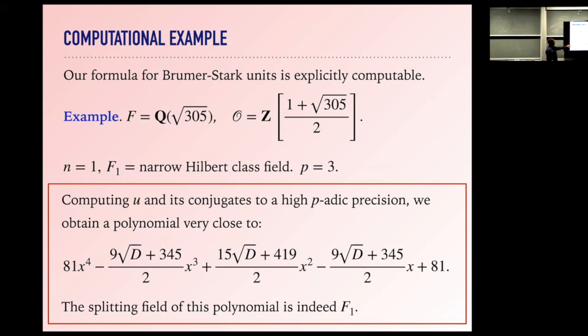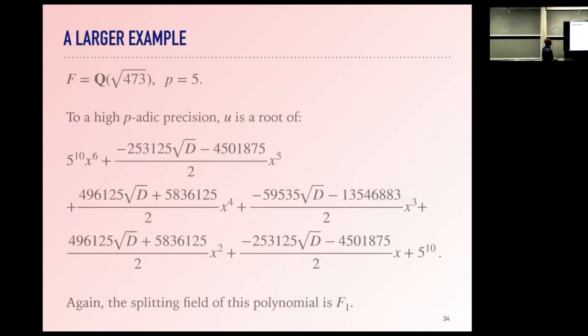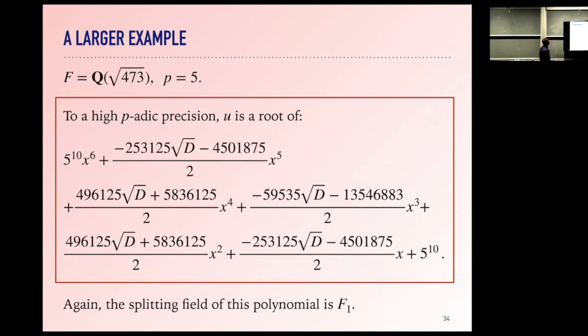And sure enough, when you write this polynomial down and you write down its splitting field, it's exactly the cyclic unramified extension of degree 4, which is exactly the structure of the narrow class group of this field. And so here's a bigger example, which is a degree 6 polynomial. The numbers are still bigger, but they're still very small compared to 5 to the 100th or whatever it is that we did the precision to.